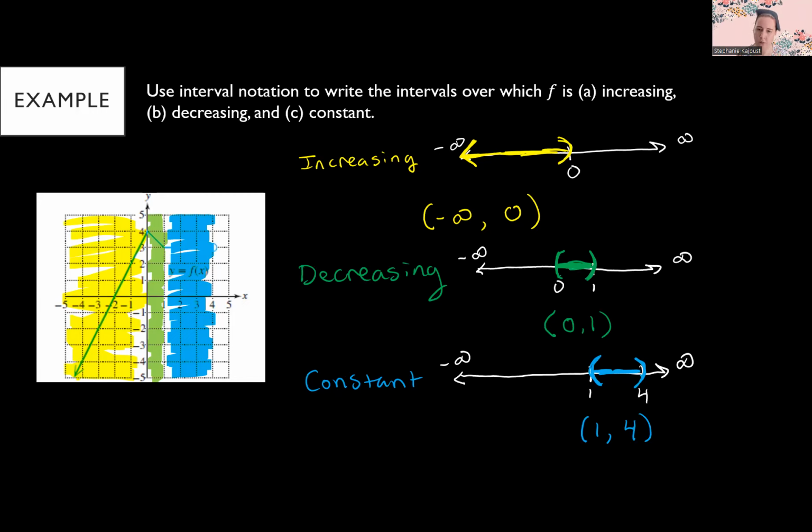Whatever works for you, but I do recommend kind of like drawing it on your X-axis at the very least, so you can clearly see what sections you're looking at, because your answers are the X, not the Y. You're not giving ordered pairs. You're giving the X values for these.